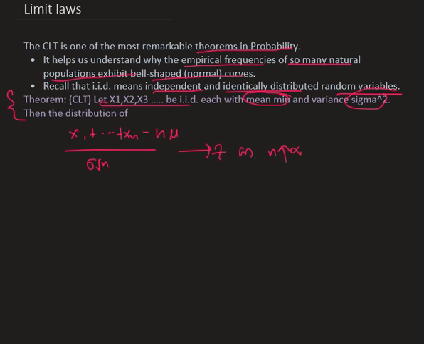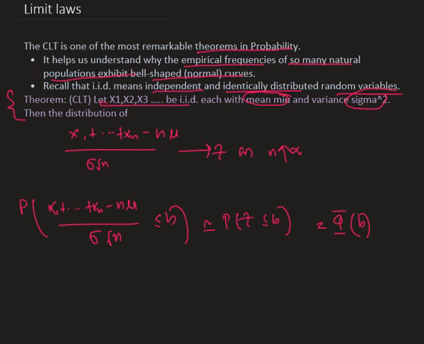Then we can say that the probability of (X1 + ... + Xn - n mu) divided by sigma root n being less than or equal to b is nearly equal to the probability that Z is less than or equal to b, which equals capital Phi of b, where capital Phi is the CDF of the standard normal variable, when n is large enough.